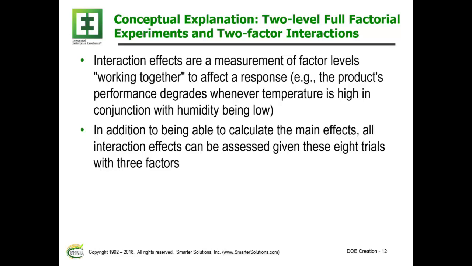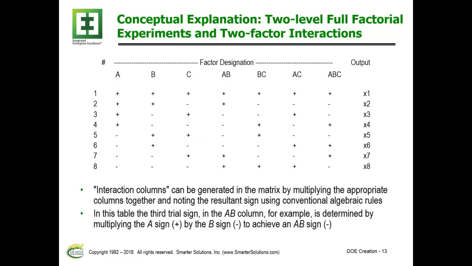Now, the way we look at interactions, factors working together that affect our response: maybe temperature and humidity work together to affect the overall response. The way we do that is we multiply the columns together. For example, for AB, we multiply A and B together to get the column AB. A times B, when both are plus, gives a plus. A times B, when they differ, gives a minus. Notice we have an equal number of pluses and minuses. We also have a 3-factor term, where we multiply all 3 of them together.